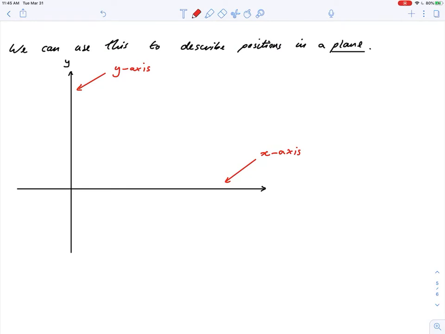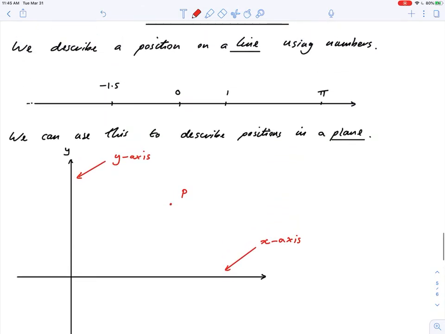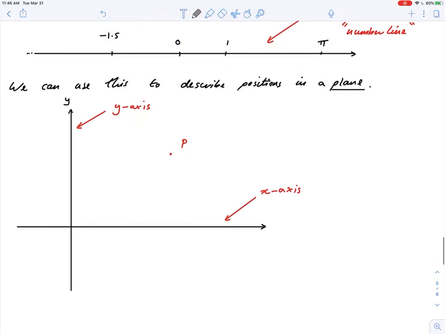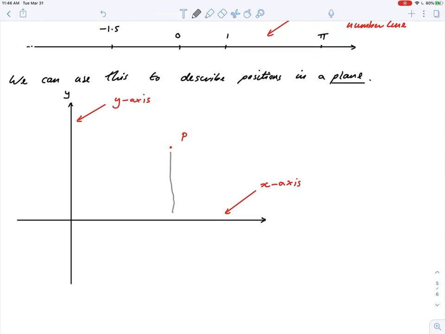So imagine I do this. So I've got my plane and I lay down these two axes. Now, can I use this to describe a position? Well, let's take a point, I don't know, let's say P. Is there a sensible way that I can describe this very concretely, just like I did with points in a number line? So I should say up here, this is called the number line. So notice, if I take a point P, there's a pretty natural way to extract two numbers.